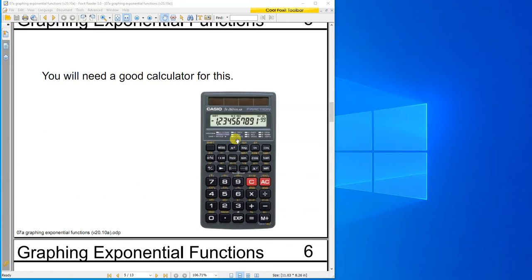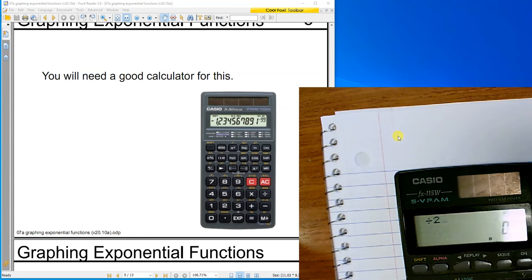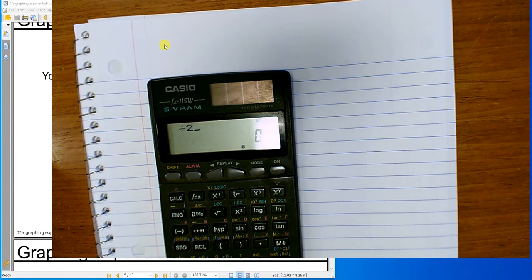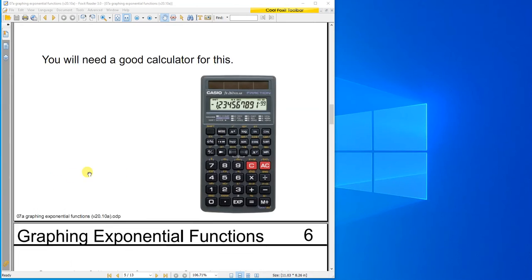You are going to need a scientific calculator for this, something that can do exponents easily and fractional exponents. Yes, there are online ones, but your life is going to be so much more effective, efficient and easy if you get a decent scientific calculator. Here's the one that I'll be using. I've got a Casio two-line calculator. Okay, you're going to need a calculator.